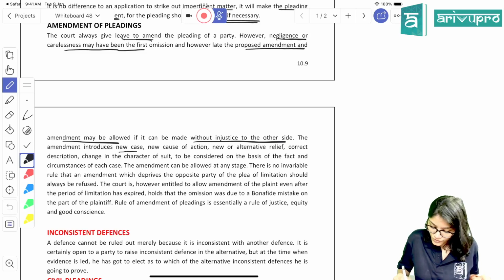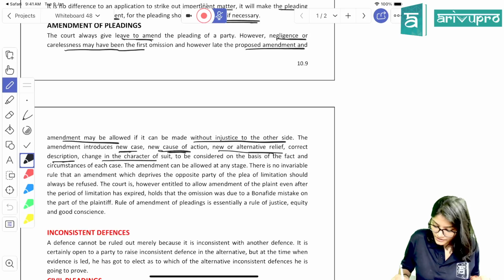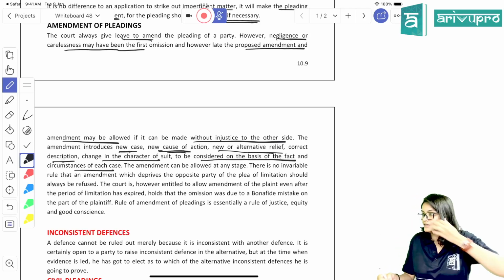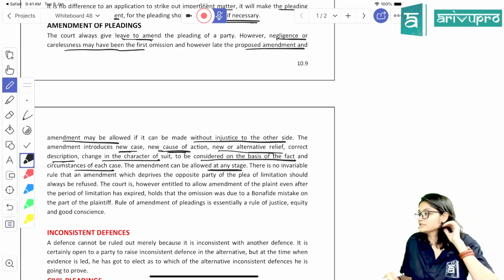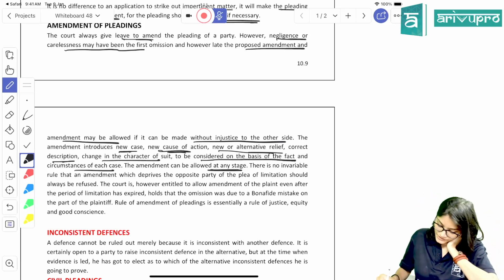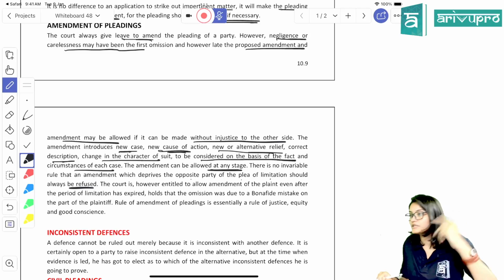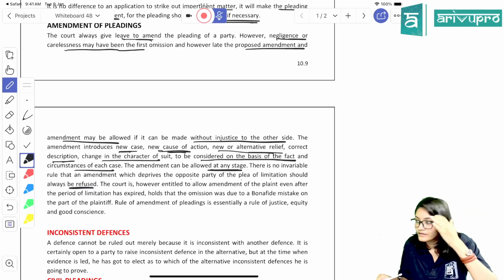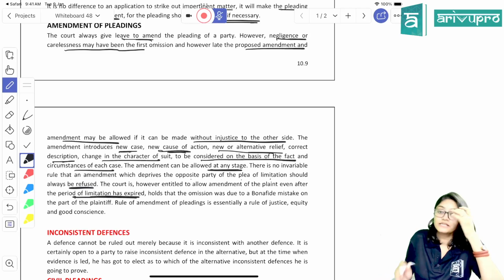Amendments that introduce a new case, new cause of action, new or alternative relief, correct a description, or change the character of the suit are to be considered on the basis of the facts and circumstances of each case. Such things can be amended, right? The amendment can be allowed at any stage. Underline this. There is no invariable rule that an amendment which deprives the opposite party of the plea of limitation should always be refused. It is not necessary that the court is going to refuse your amendment, right? But the court can allow the amendment of the plaint even after the period of limitation has expired.